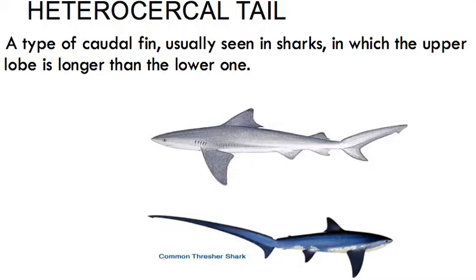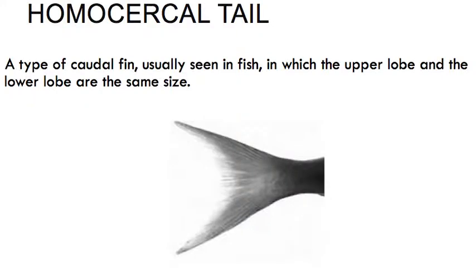All right, so now just talking about the caudal fin or the tail fin. First up, they're kind of divided into two categories, which is a heterocercal tail, which is a type of caudal fin usually found in sharks where the upper half is larger than the lower half. So you can see on this shark here, this upper half is much larger than the lower half, versus the homocercal tail, which is usually found in bony fishes and not in sharks, where the upper and lower lobes are the same. So here it's pretty even on both halves.